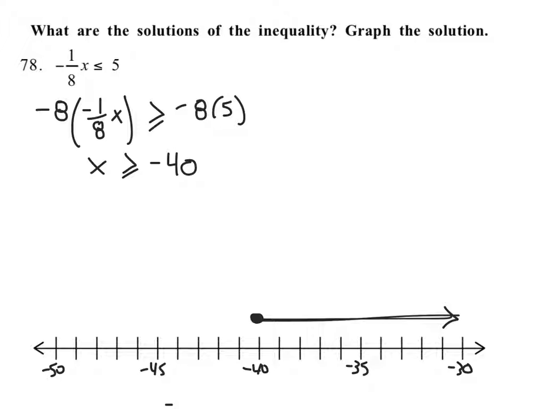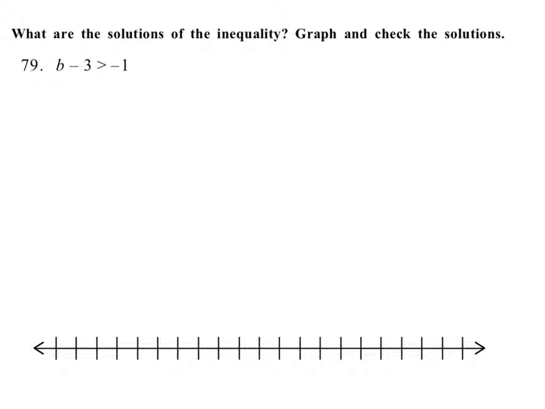Okay, let's see what happens with the next two. Okay, so unlike the last one, you can see that there are negatives in here, but we're not multiplying or dividing by a negative. What we're going to do here is we're just going to simply add 3, add 3. Doesn't matter that you see negative numbers. It's whether you're multiplying or dividing by a negative that makes the inequality flip. And we're not multiplying or dividing by a negative. So the inequality does not flip. And we simply get b is greater than 2.